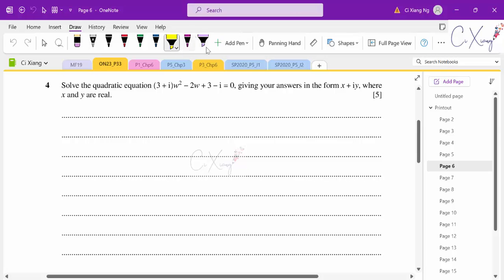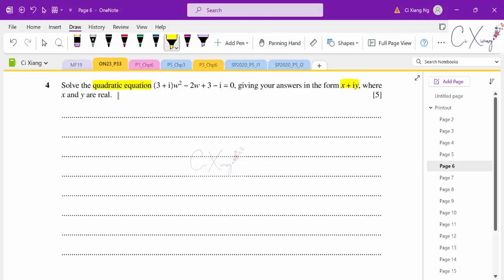Okay, so let's discuss question number 4. They want us to solve the quadratic equation for this one and then give an answer in the form of x plus yi, where x and y are real. So they give us a very obvious hint. This is a quadratic equation, but your final answer should be in complex number form. So that means the w here will actually be a complex number.